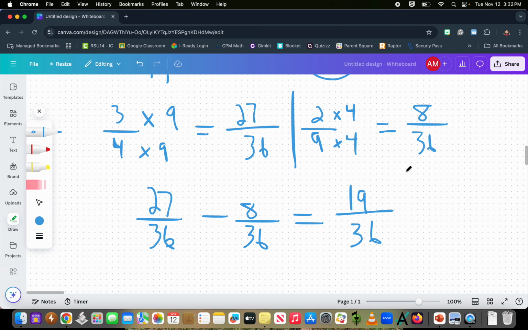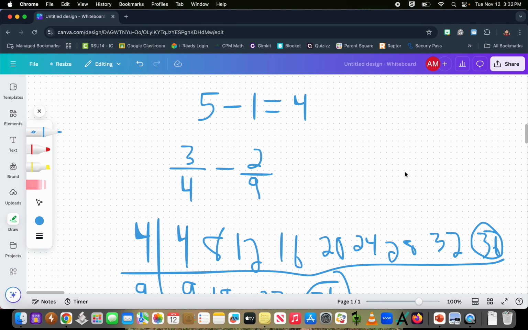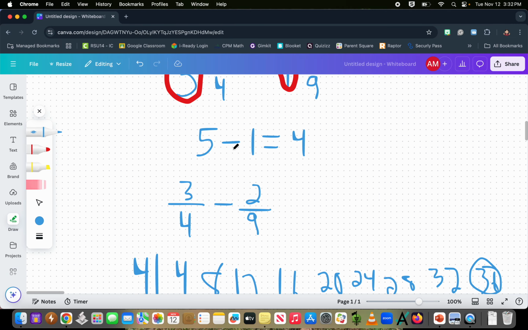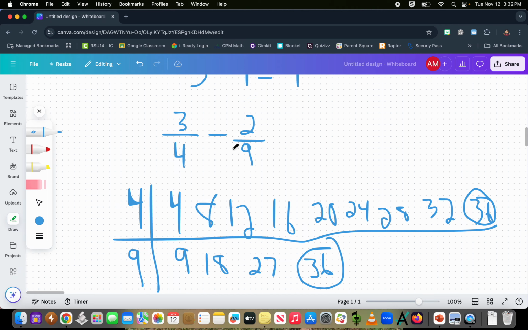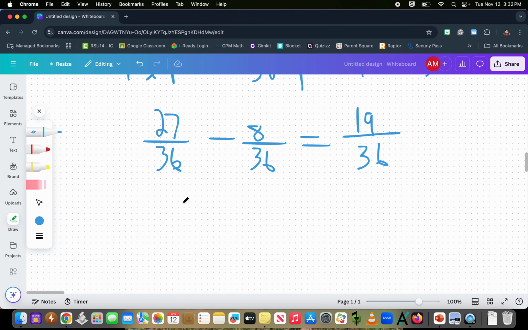Now the only thing left here is if we go back up top, we did part of this already. We took our whole numbers and subtracted them. So we just need to combine. We subtracted our whole numbers and got 4. We subtracted our fractions and got 19 over 36. Now we're just going to combine these two to get our answer. So we combine that, we get an answer of 4 and 19 over 36.